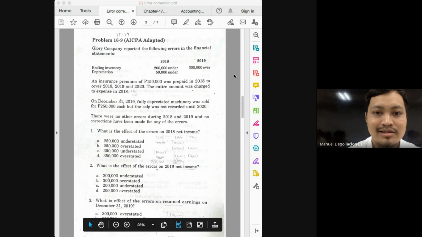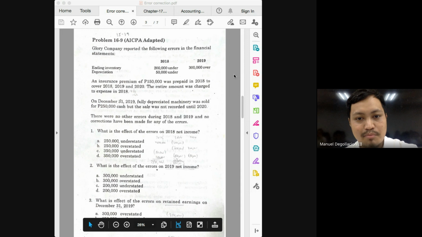By adding. Okay. But since we are not asked for the adjusted income or the corrected income, we need not determine how to make the corrections. What we need here is to determine the effect lang. So going back, what's the effect of the understatement in your ending inventory? Net income is understated as well. What's the effect of an overstatement in your expenses? Net income is understated. What's the effect of overstatement in your insurance expense? Net income would be understated.